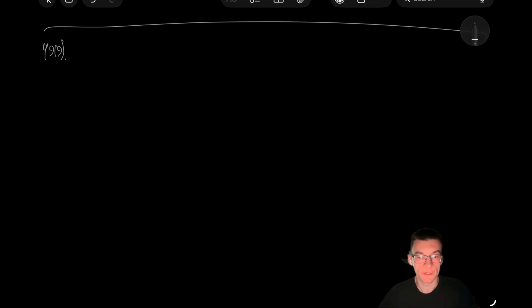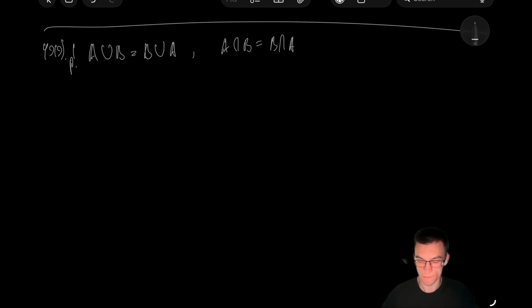Problem number 4919, we have to prove that set A union B equals B union A. And actually the same applies for A intersection B equals B intersection A. I'm not going to prove the second statement here. I'm going to focus on this first statement. You can do the second statement yourself if you want.